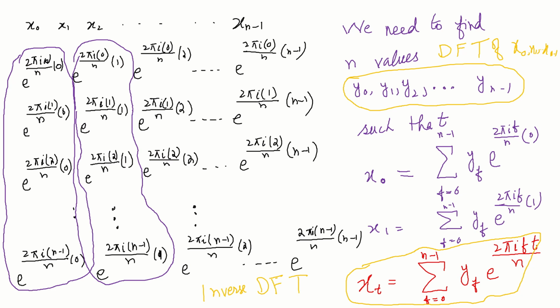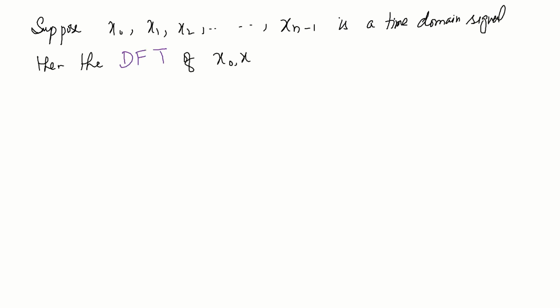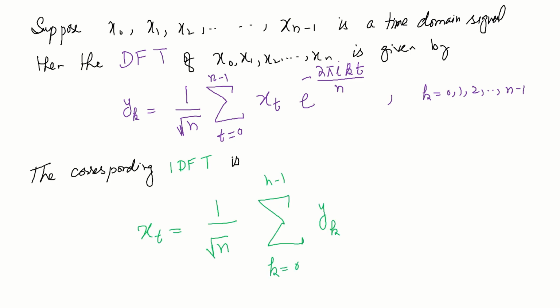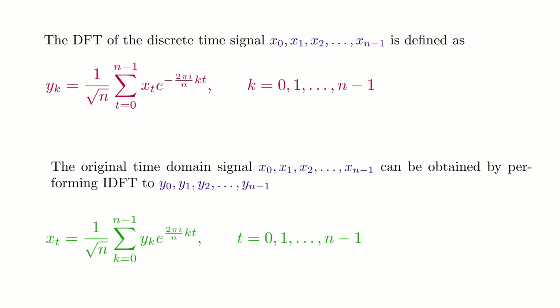Suppose x0, x1, x2, up to x n minus 1 is the discrete time signal. Its discrete Fourier transform is defined as this formula. There are n different values of y as well, from y0 up to y n minus 1. The corresponding inverse DFT is defined as the summation. Here are the formal definitions of the discrete Fourier transform and the inverse discrete Fourier transform. This is the DFT and this is the IDFT.